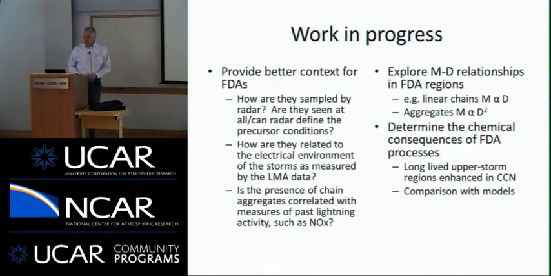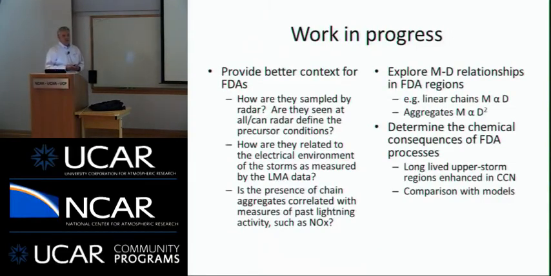So it's a work in progress. Really, we're just starting this analysis. We're trying to provide a better context for these frozen drop aggregates. How can you sample them by radar? Can you see them at all in radar? Or can the radar define the precursor conditions for that?